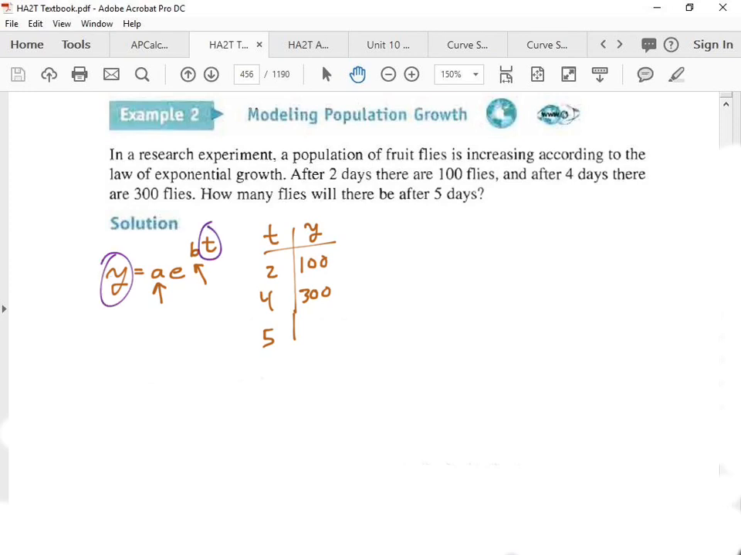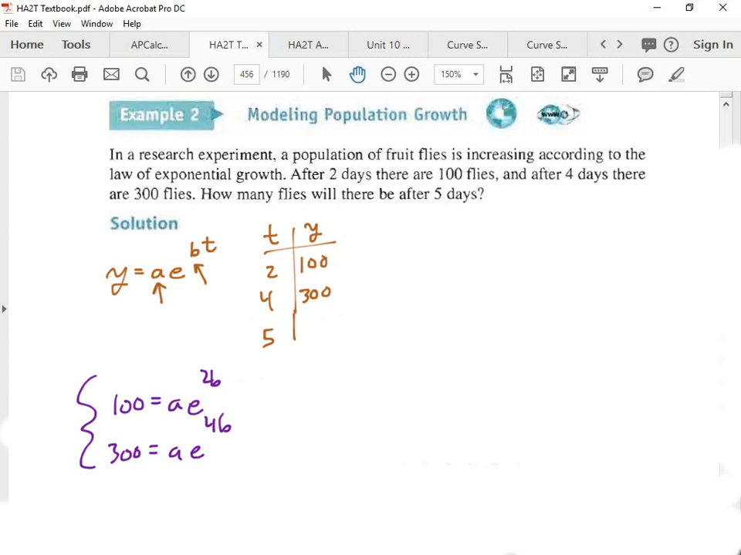Well, we need to have some values for the T and the Y. Do we have T and Y values? Oh, heck yeah. Check this out. We have 100 equals A e raised to the B times 2. It's Bt, so 2 is my T. So I have 2B. The other one I have is 300 equals A e to the 4B. Oh, snap. Look at this. We have a system of exponential equations.